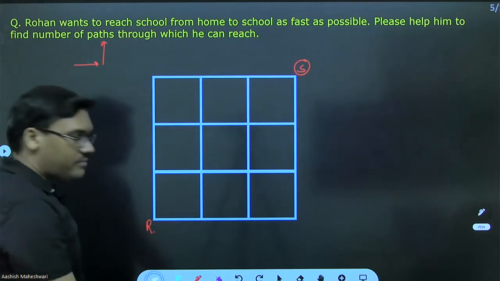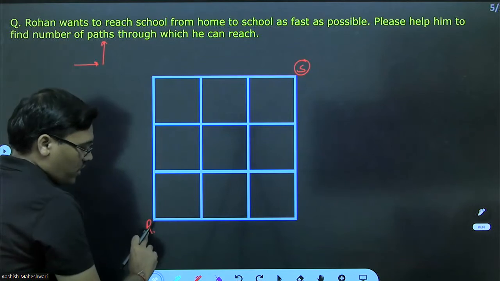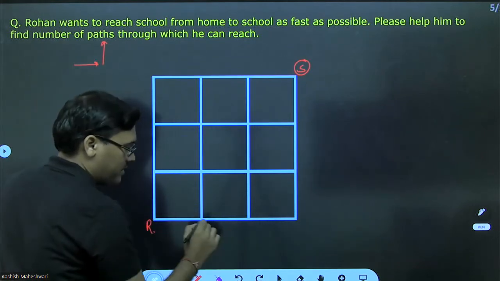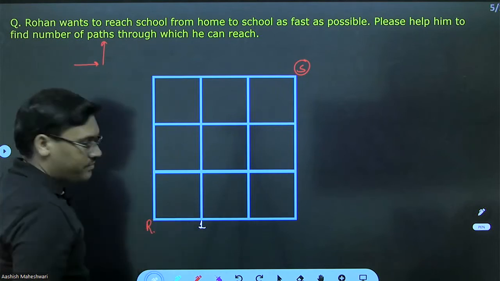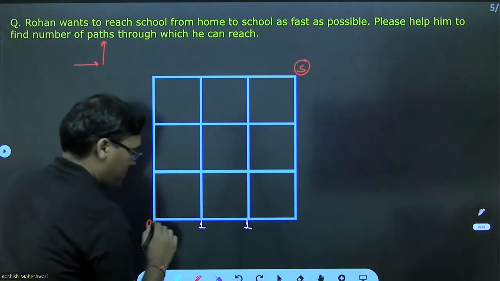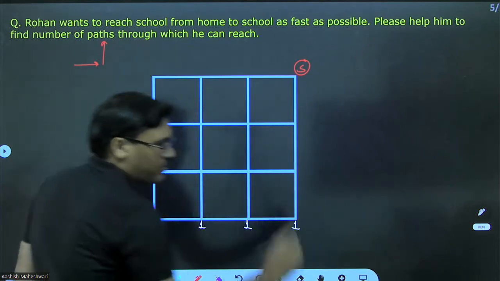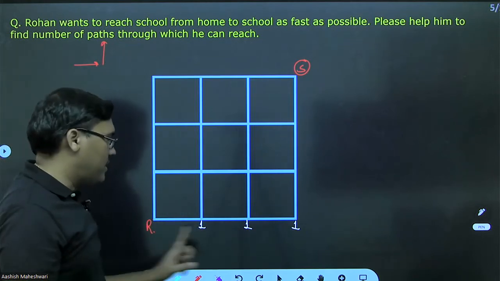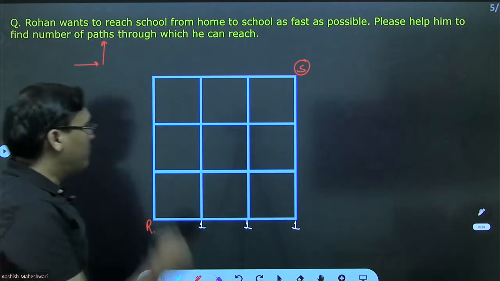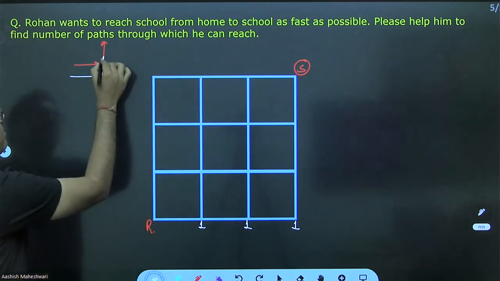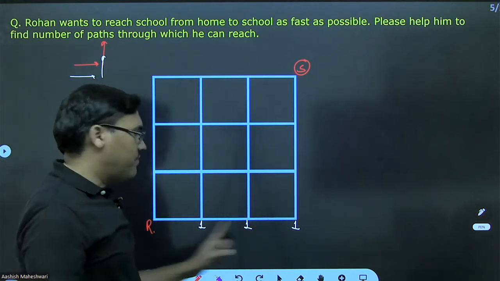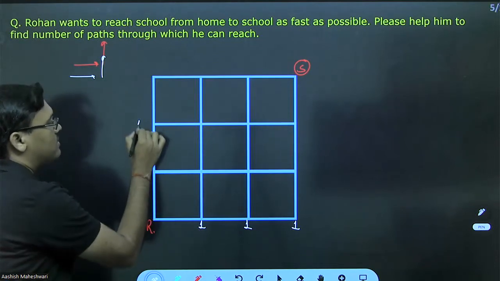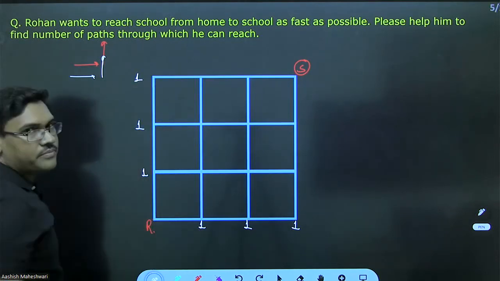Now, see. If Rohan wants to go from this to this, there is only one path. This to this, there is only one path. So I'm writing this is one. Here also it has one path. Here also it has one path. Like Rohan can go from here to here only one way. Rohan can go from here to here only in one way. You can see you are moving only right or up. Similarly here, only one way. Same logic, Rohan can reach from here to here in one way. Similarly here in one way, here in one way.